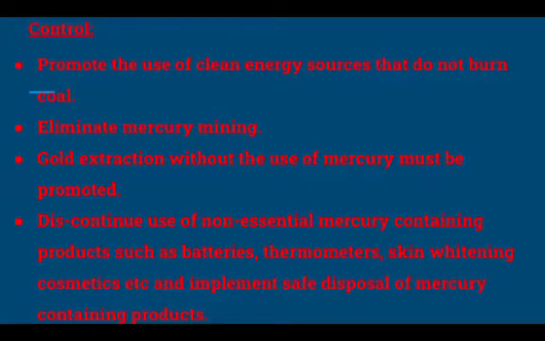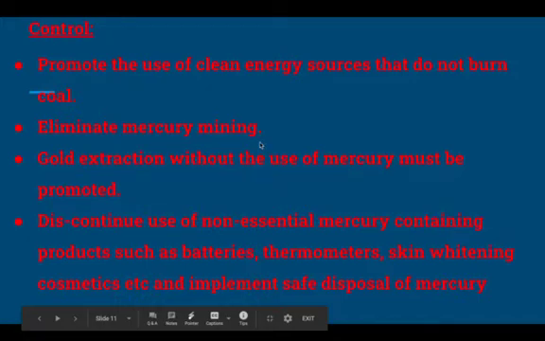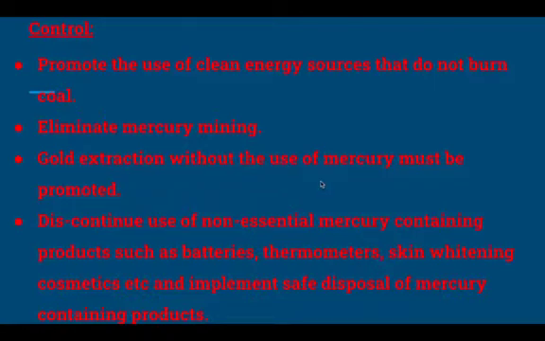Now next, control of mercury. The major means to control mercury in the environment is to promote the use of clean energy sources that do not burn coal. Then eliminate mercury mining. Gold extraction should be done without the use of mercury. Discontinue use of non-essential mercury containing products such as batteries, thermometers, skin whitening cosmetics, etc. and implement safe disposal of mercury containing products. If these measures are taken, we can control the amount of mercury leading to pollution.